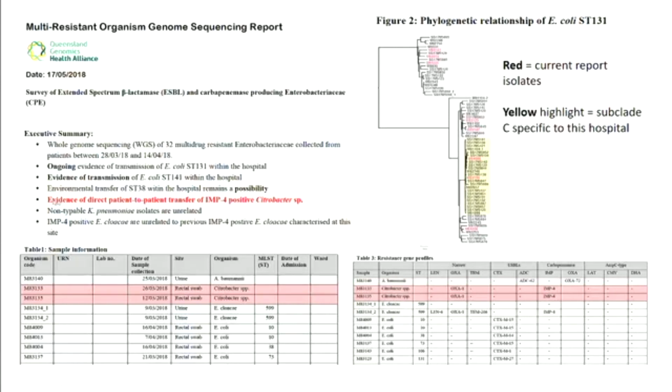So here we've got some evidence of patient direct transfer between two patients of a Citrobacter, which have been highlighted in the report. And there was also ongoing evidence of transmission of E. coli ST131 within the hospital. If we look at our phylogenetic tree, this highlighted clade here are samples that are all highly similar to each other, and they occur just within the hospital. And we've got 2 new isolates that have occurred within this clade. So this suggests that there's some ongoing transmission of this ST131 type.